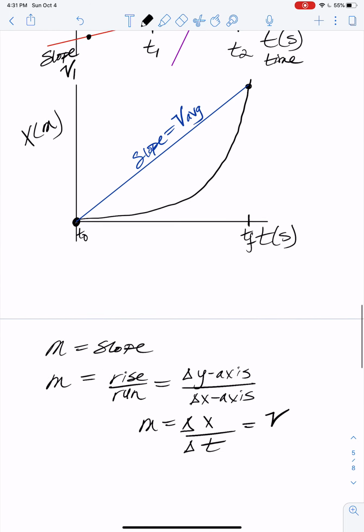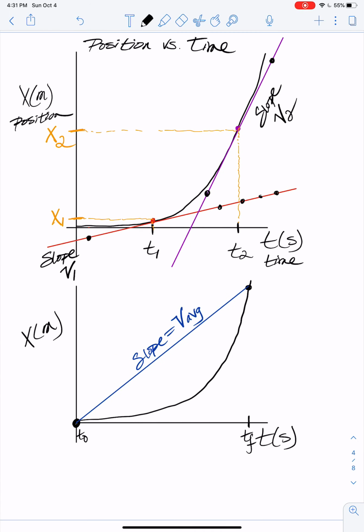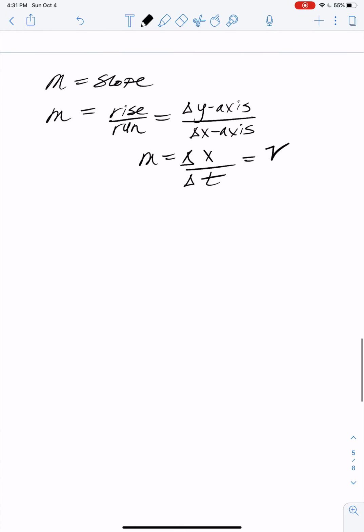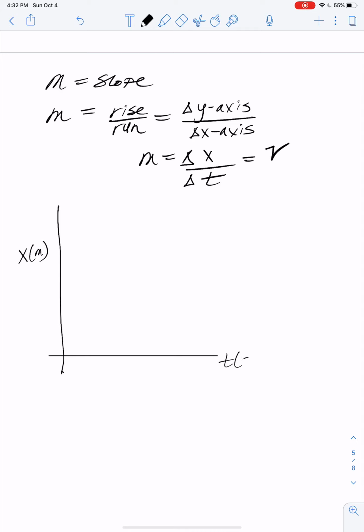All right, so on our graph then, maybe I'll just make a new one really quick. Why not, right? So we got a graph here. We got x on the y-axis, or position. We got time on the x-axis. Got a curve that looks like this. We need a couple points. We'll take that point, and we'll take that point, just arbitrarily picking. This is going to be ti, for the initial time. This is going to be tf for the final time.